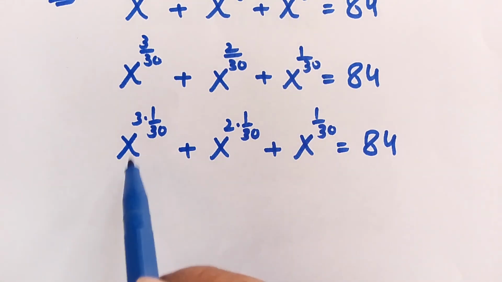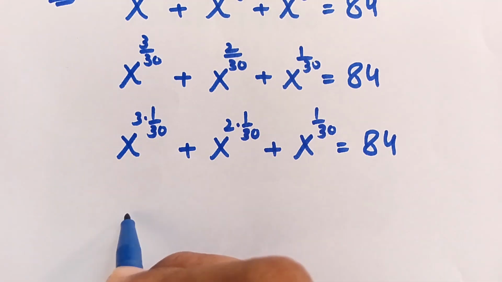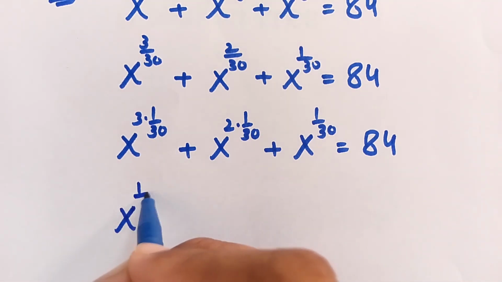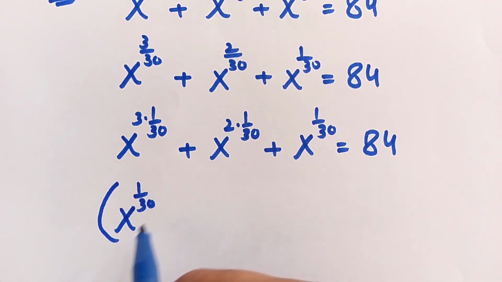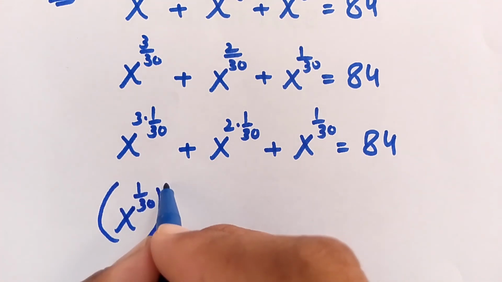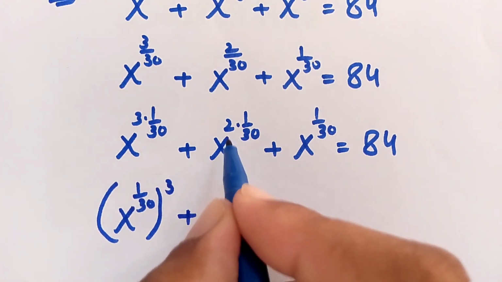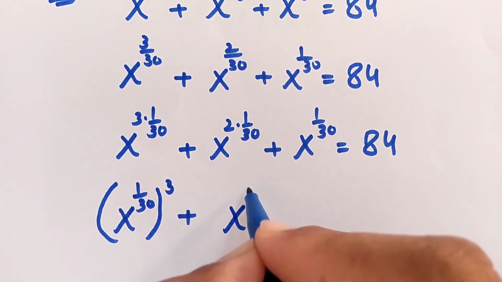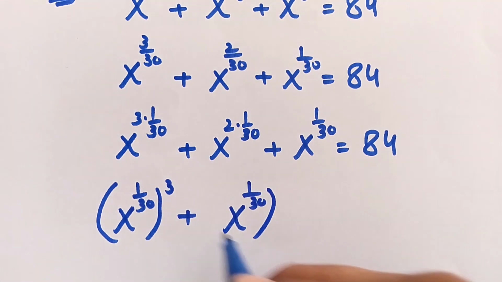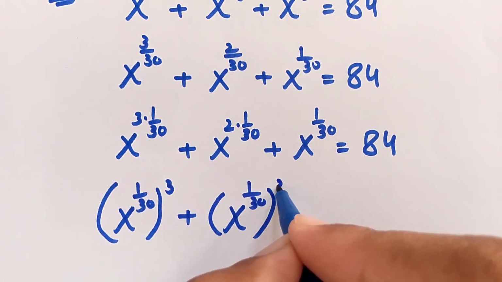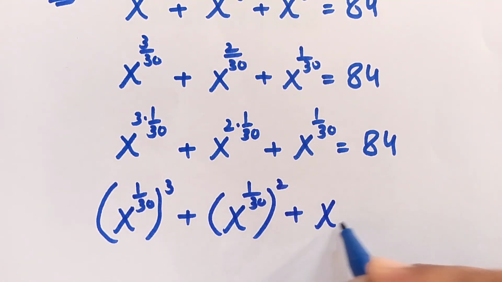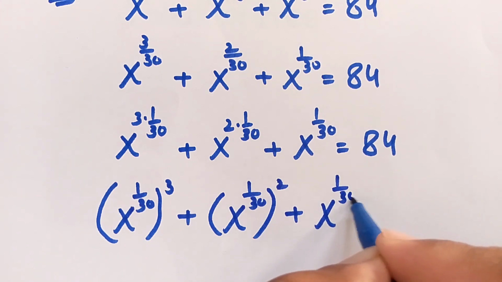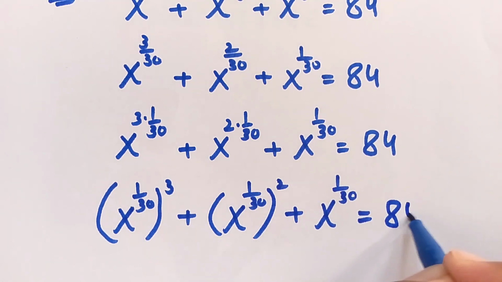Now in the next step, we can write this as x to the power of 1 over 30, to the whole power of 3, plus x to the power of 1 over 30, to the whole power of 2, plus x to the power of 1 over 30, which is equal to 84.